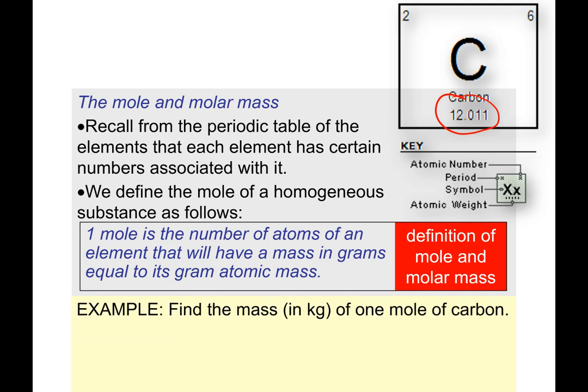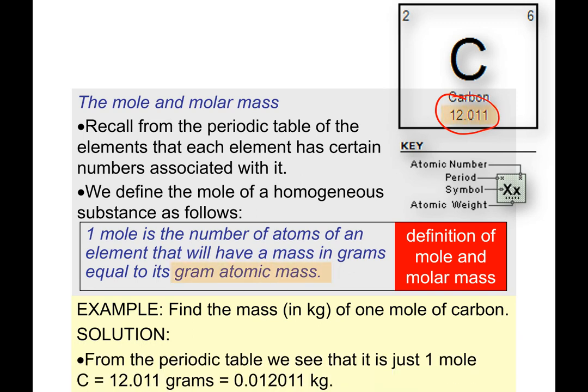Okay, so if you want to find the mass in 1 mole of carbon, basically all you would do is, from the periodic table, you could see there that the molar mass is given on the bottom, 12.011 grams or 0.012011 kilograms. So that's what we call the molar mass of carbon. Now, why do we do this? Let's talk about that.